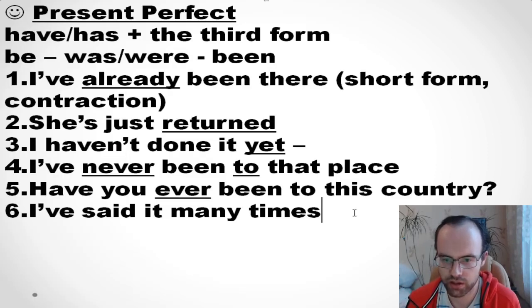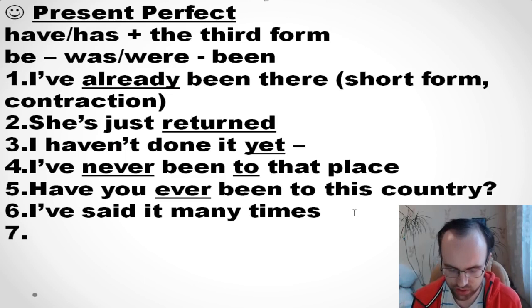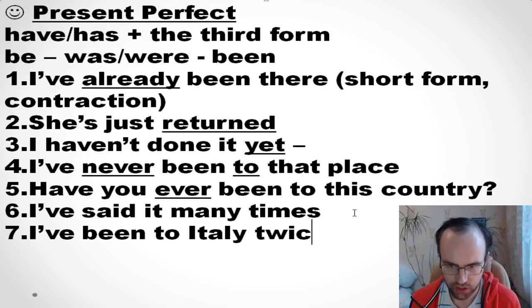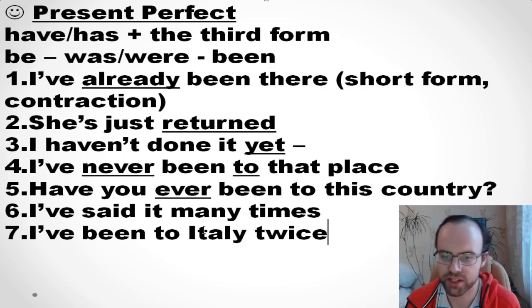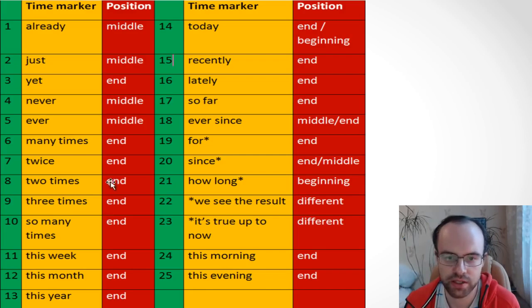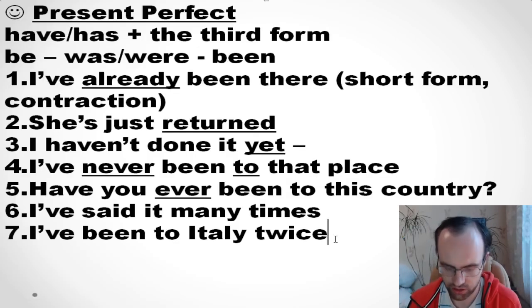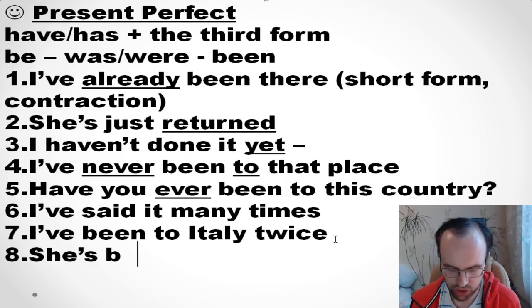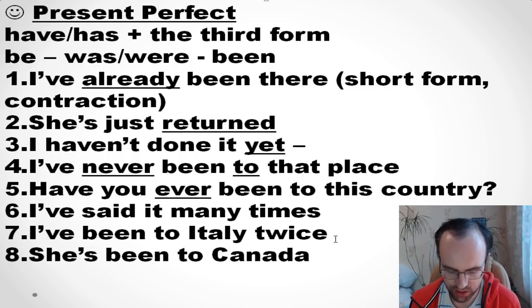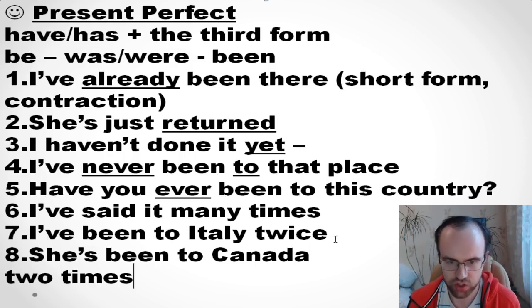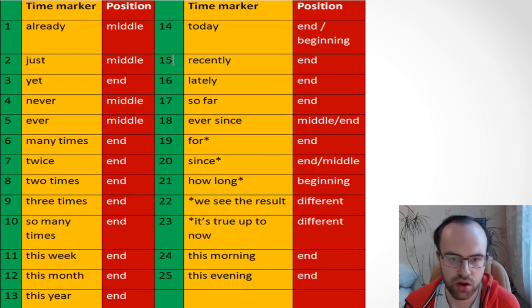Or different combinations with times, for example, twice, 2 times, okay? So, I've been to Italy twice. And that's true up to now. There is a connection with the present. I've been to Italy twice or 2 times. She's been to Canada 2 times.